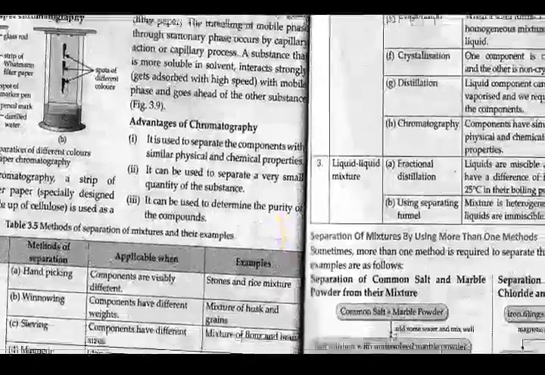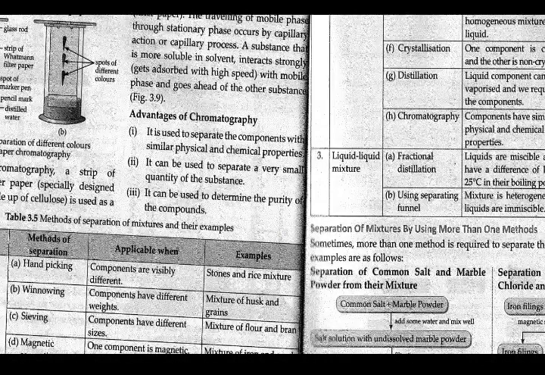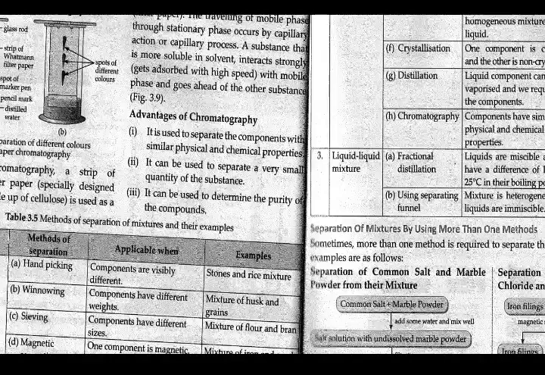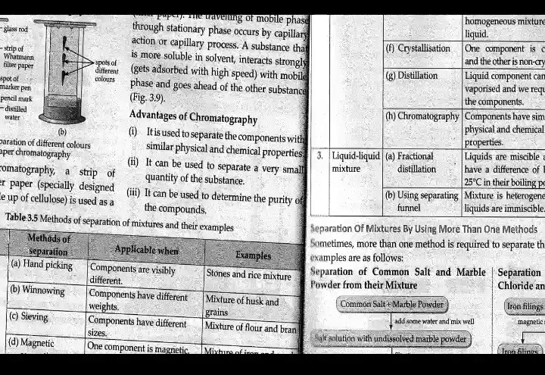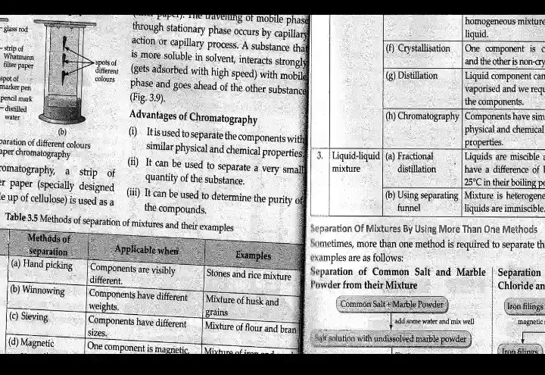So what are the advantages of this chromatography? It is used to separate components with similar physical and chemical properties. If it is a mixture, you can easily make out on the filter paper what the different dyes or different color inks are that have been mixed together. It can be used to separate a very small quantity of a substance. And number 3, it can be used to determine the purity of a compound.